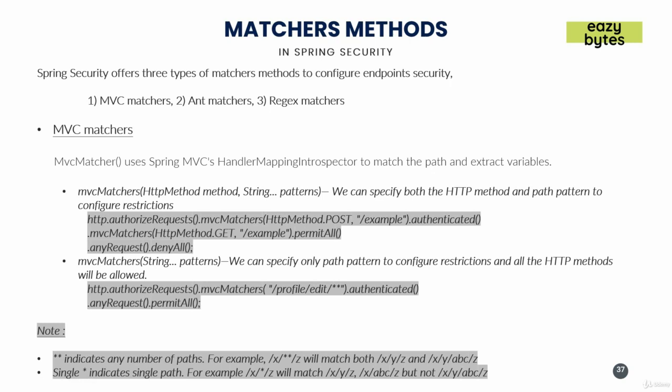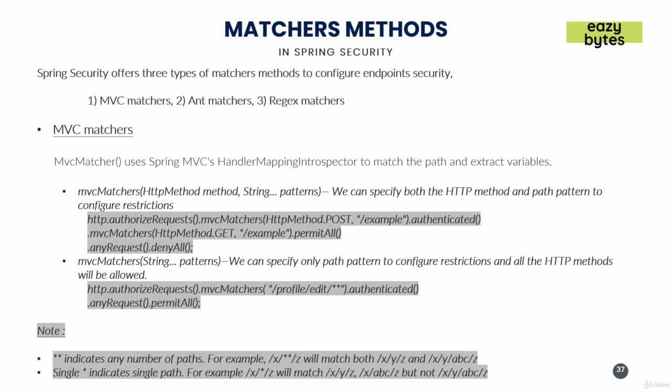For the first one, someone is calling my example API path with a POST request, which means they want to add or update some data. I want them to be authenticated. Whereas if they're just calling with a GET request, which means they just want to read the data, in such a scenario I will use permitAll.